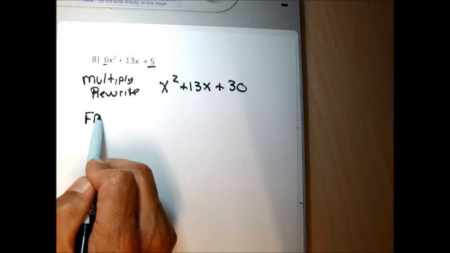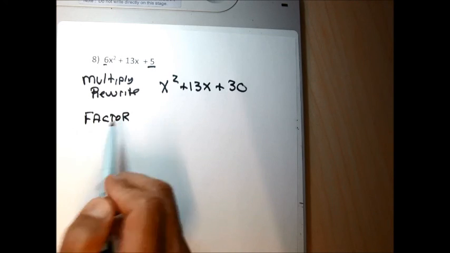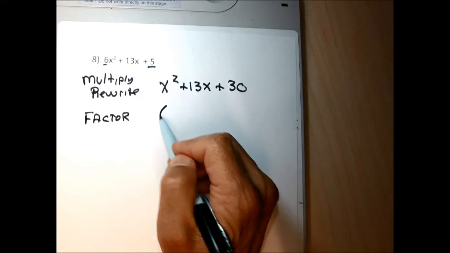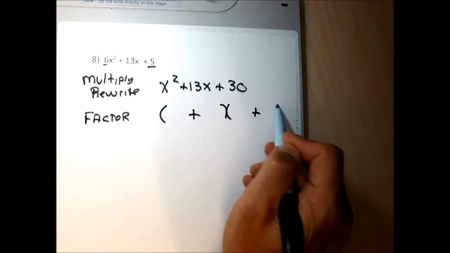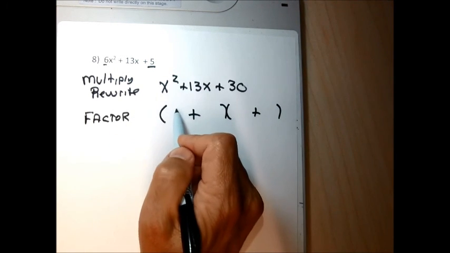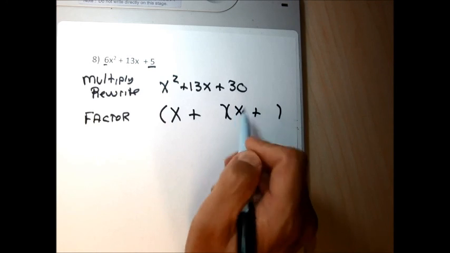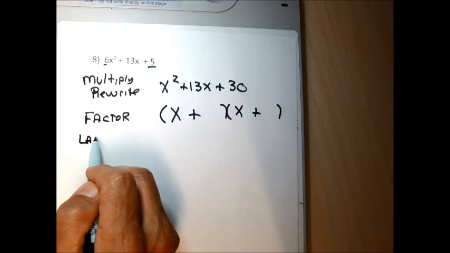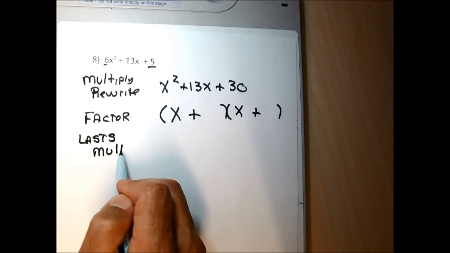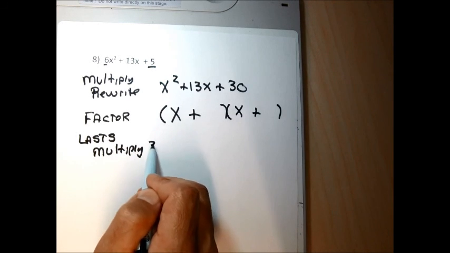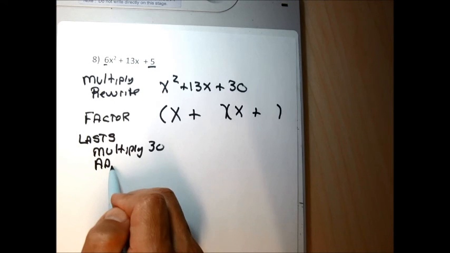My second step is to factor what we produce on our first step. The nice thing about this is there aren't any minuses, so it's a double plus. No number in front of the x squared, so my firsts are a couple of x's. And whatever I put at the end after those plus signs, I call those the lasts. And they have to multiply to be 30 and add to be 13.